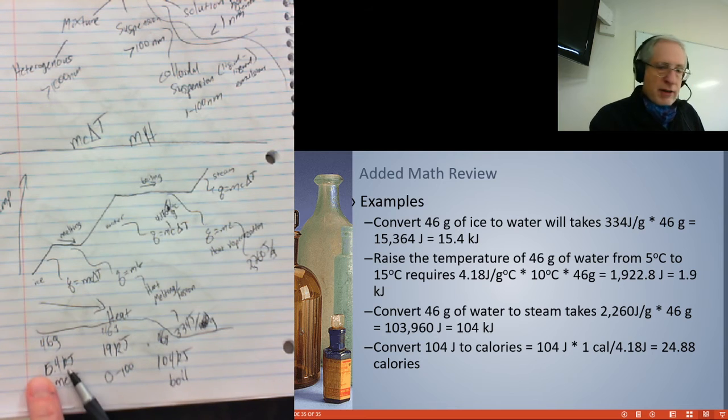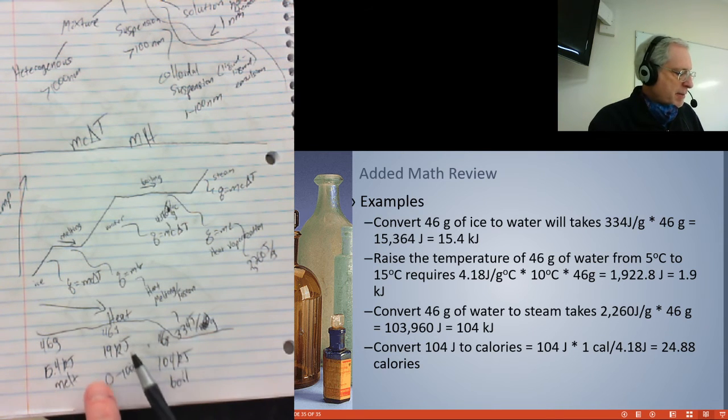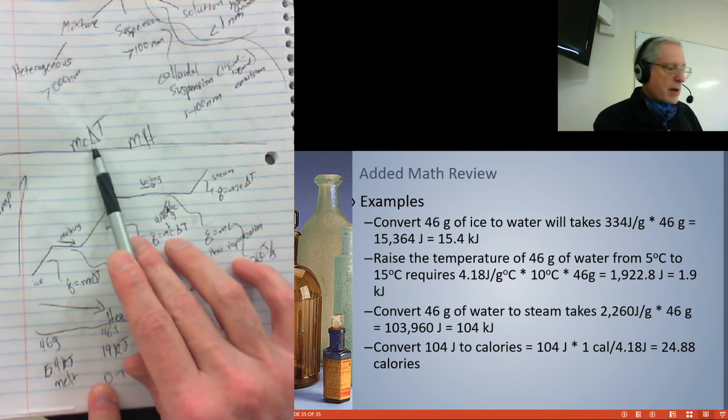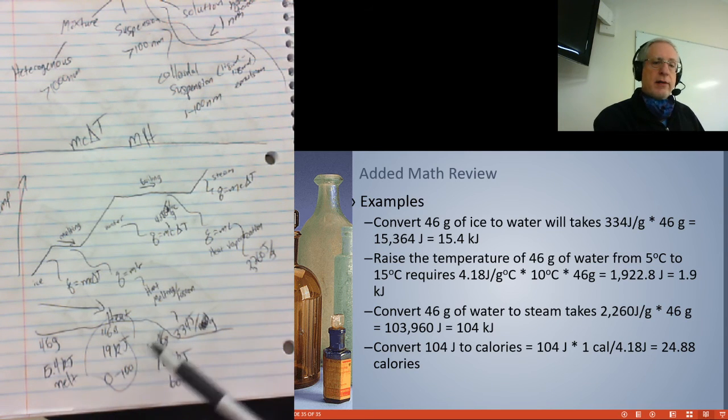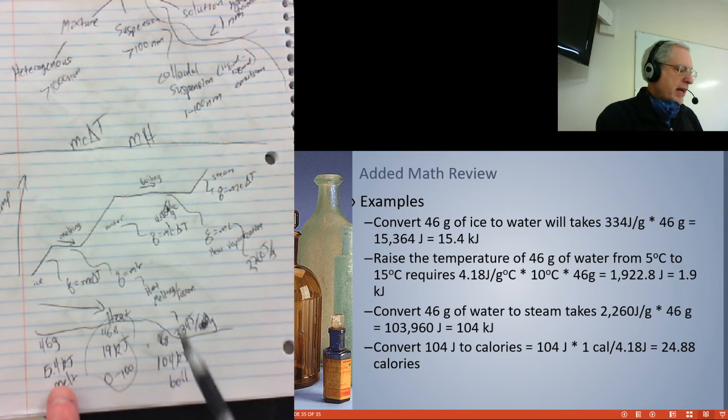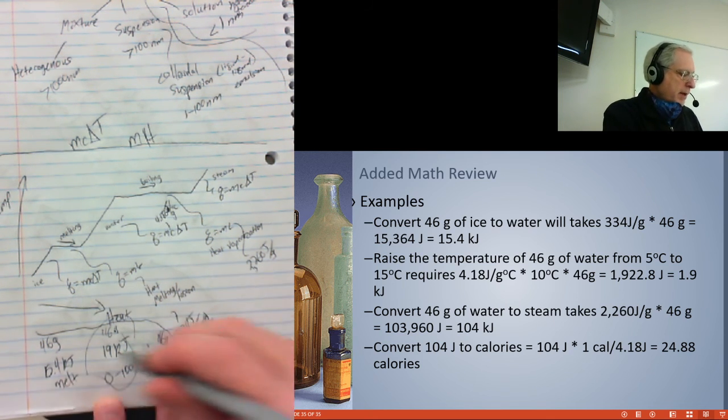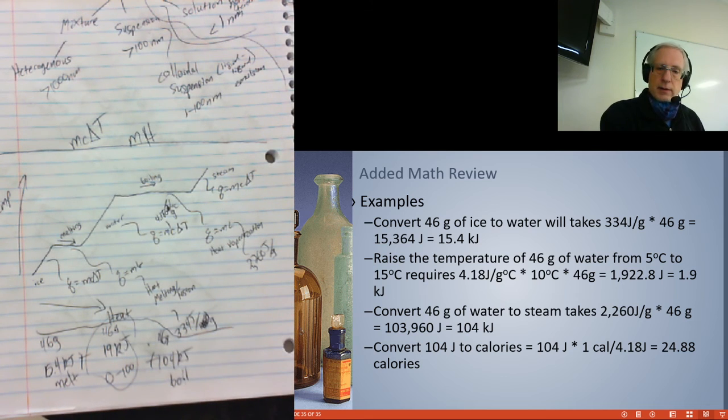When you're changing temperature, it's mc delta T. So mass times specific heat times the change in temperature. When you're changing state, it's mass times the heat of whatever: heat of boiling, heat of melting, whichever one it is. If you want to do all three, you have to add them together.